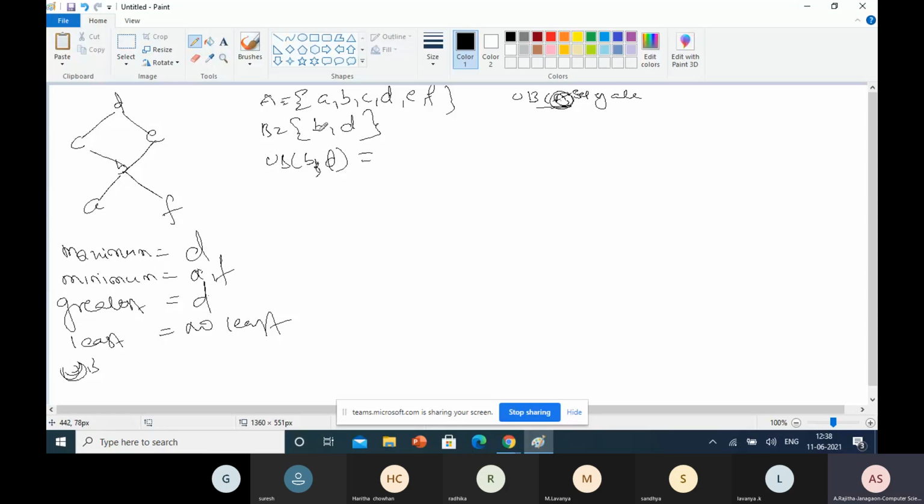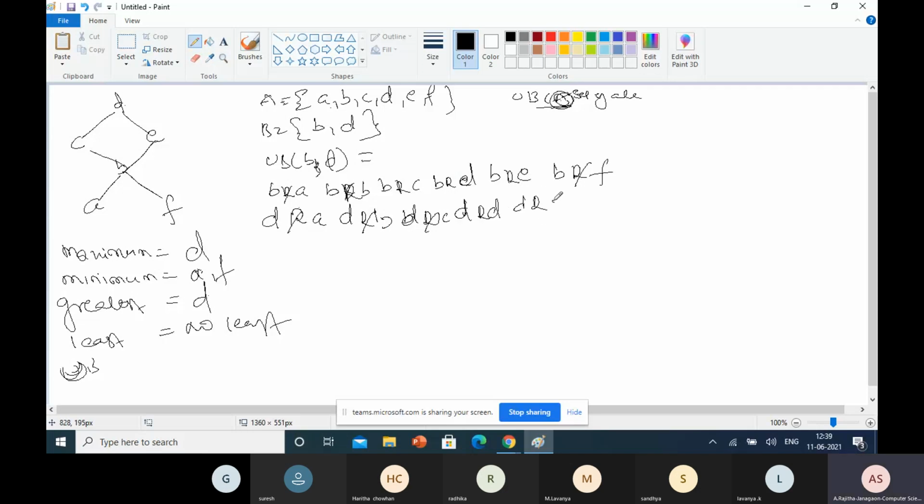How do we find it? B relates to A? No. B relates to B. B relates to C, B relates to E, B relates to D. B does not relate to F. Next, D: D does not relate to A, B, or C. D relates to D. D does not relate to E, and does not relate to F.